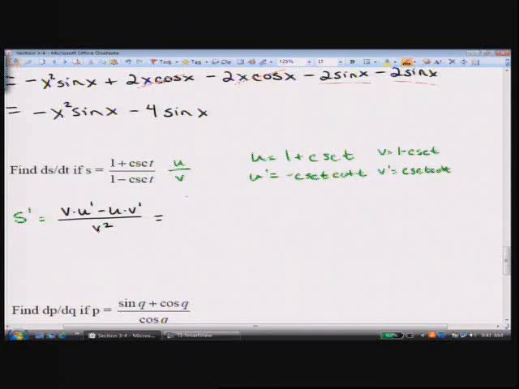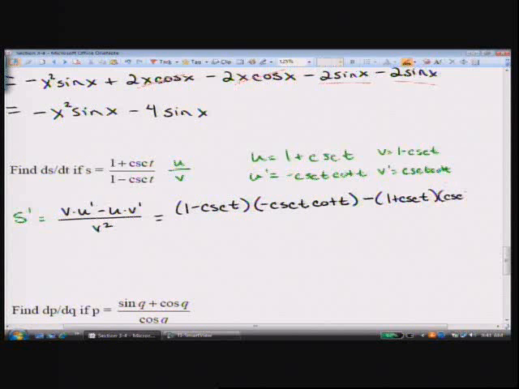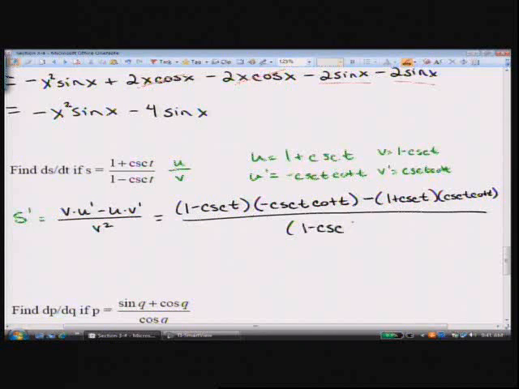Okay, V is 1 minus cosecant t times U prime, which is negative cosecant t cotangent t, minus U, which is 1 plus cosecant t times V prime, which is cosecant t cotangent t. Do we all agree? Am I doing this right now? I feel good. Okay, all over V squared, which is 1 minus cosecant t quantity squared.